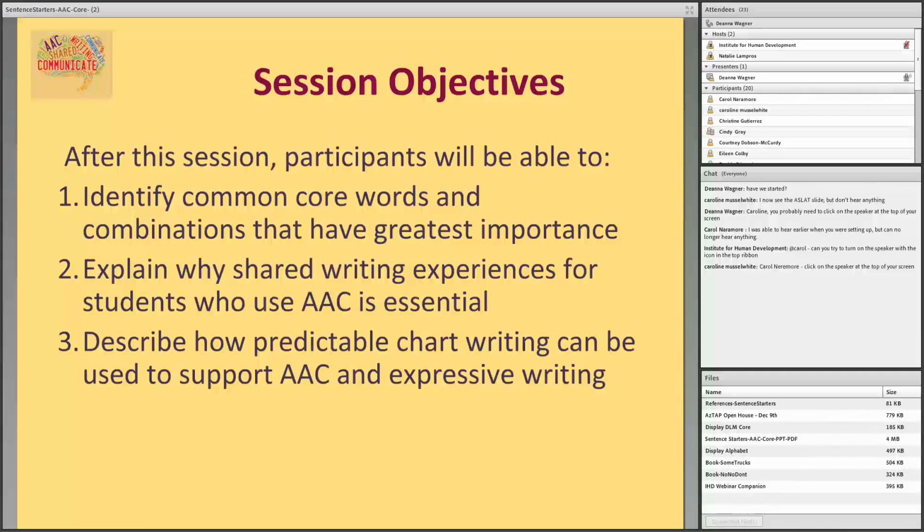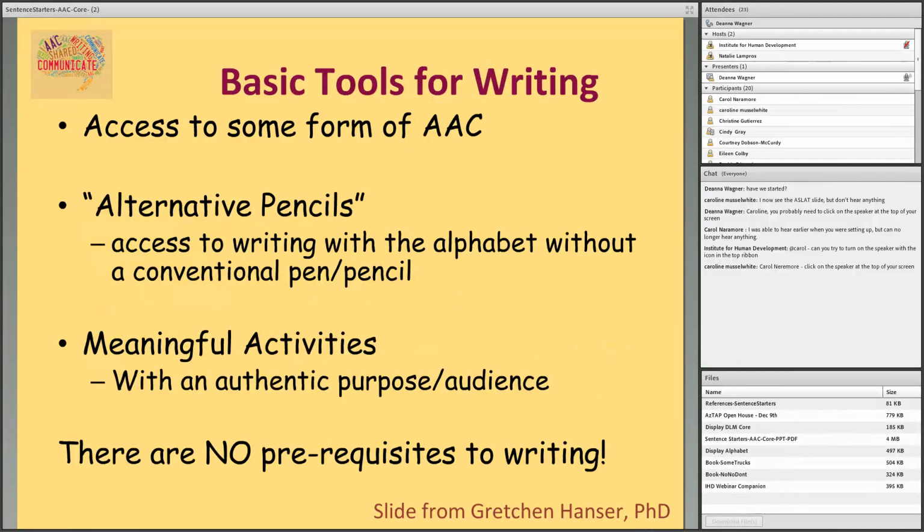One of the strategies that we can use is writing, and using predictable charts involves using repeatable phrases and words, and that'll help us to get the students using some core words a little bit more reliably. So when we're looking at writing, what we need, according to Dr. Gretchen Hanser, is some form of AAC.